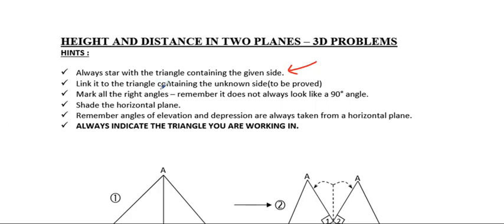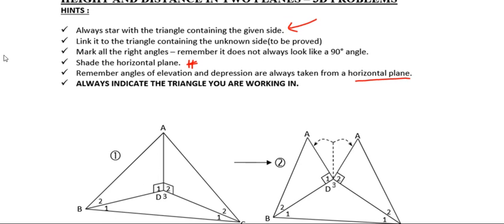Link the triangle to the unknown side to be proved. We'll explain this linking just now. Mark off all right angle triangles if it's not already marked for you. It may not look like a right angle. Shading is now a law that you have to do. The horizontal plane will be shaded. Remember, angles of elevation and depression are always taken from the horizontal plane, like the question that we saw in 2019. Always indicate in which triangle you're working. Very, very important, because you've got 3 different triangles.